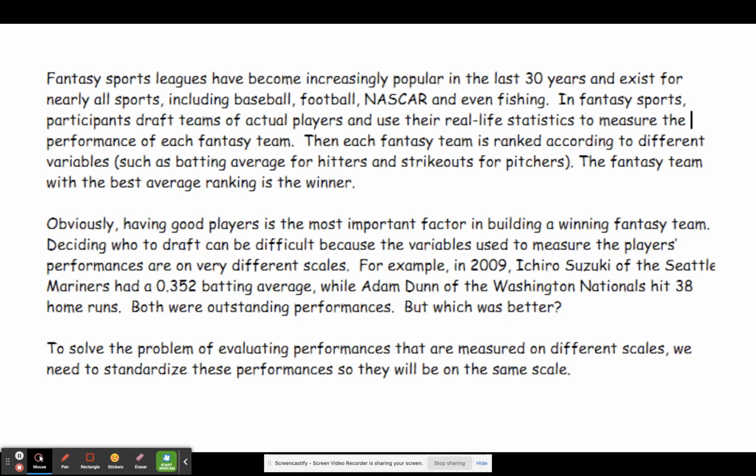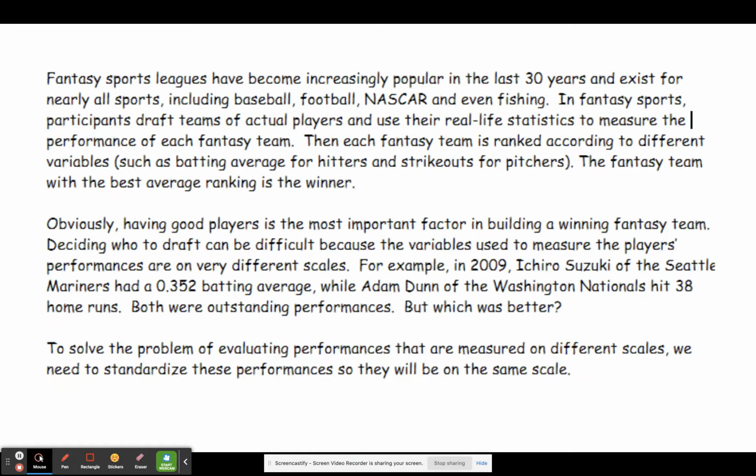So obviously, you want to try to have good players on your fantasy team, but deciding who to draft can be difficult because when you are comparing pitchers to hitters, you're looking at performances that are on very different scales. As one example, we're going to look at a couple of players from 2009. Ichiro Suzuki of the Seattle Mariners had a batting average of .352, which we know is really good. But Adam Dunn of the Washington Nationals hit 38 home runs.